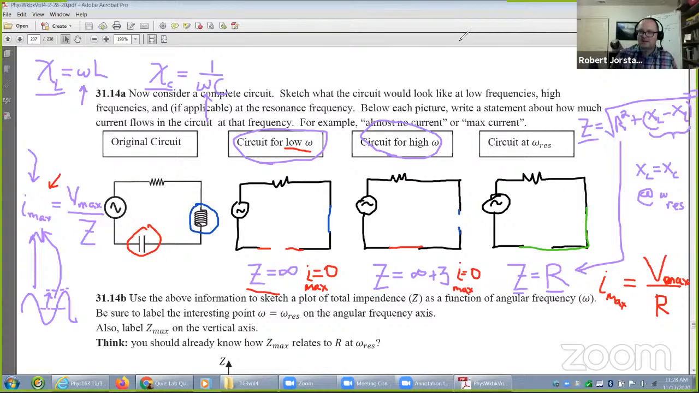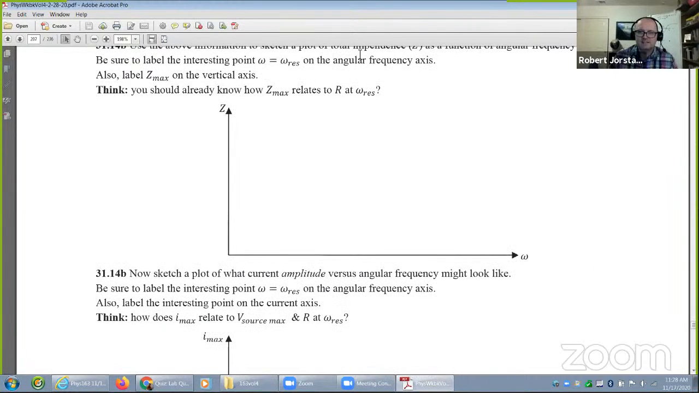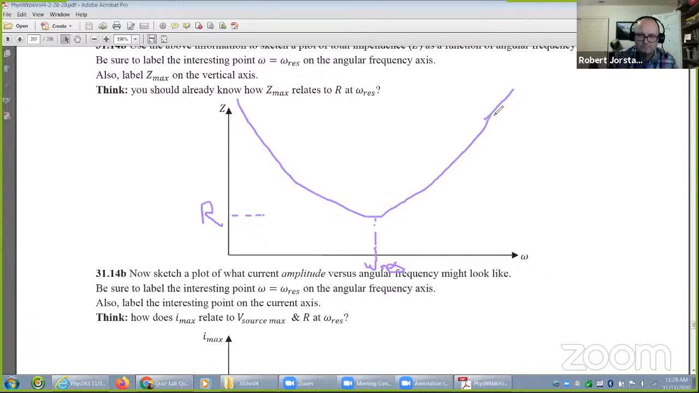Well, let's see what that looks like on a plot. So if we plot this, remember, we said Z was really big here. We said Z was really big here. And then at some level in the middle, at omega resonance, it dropped down to some level R, right? Okay, is everybody cool with that? Does that make sense?